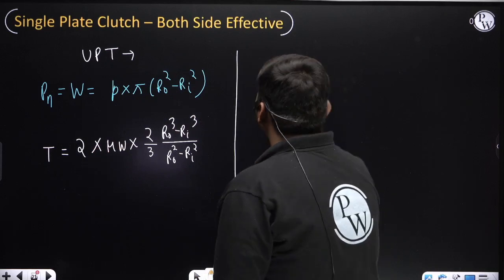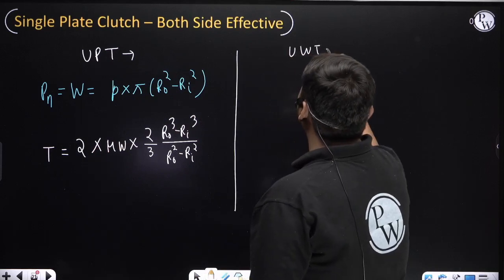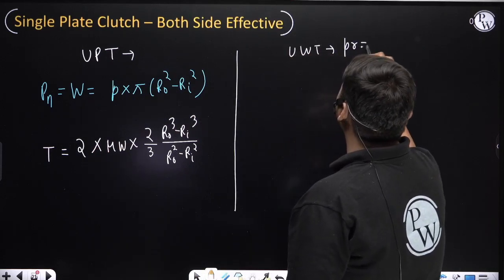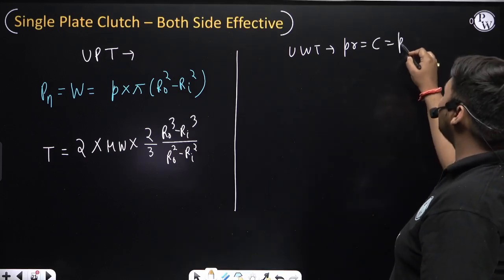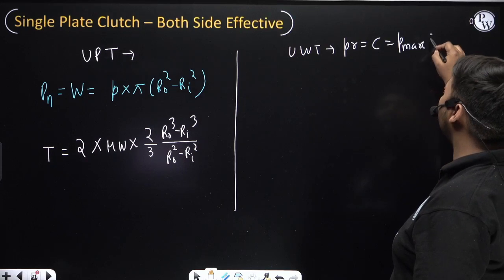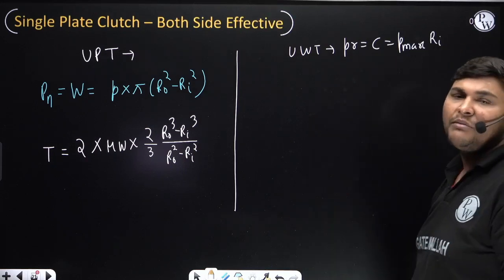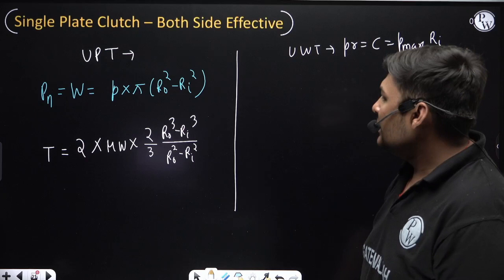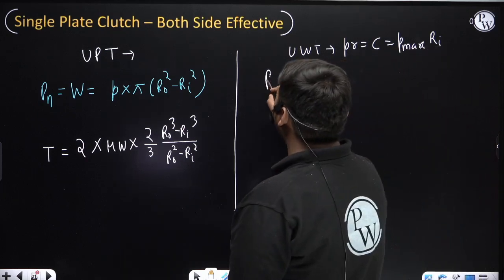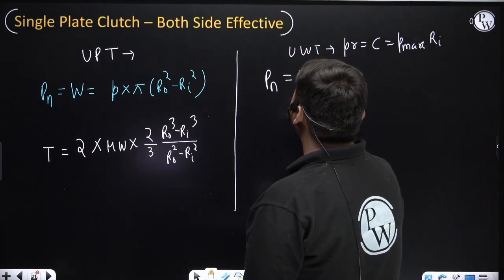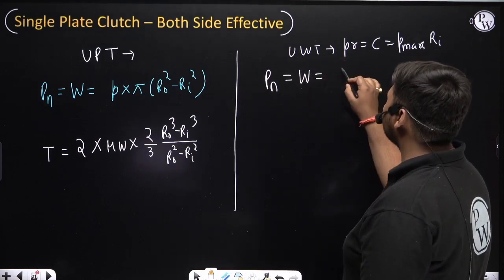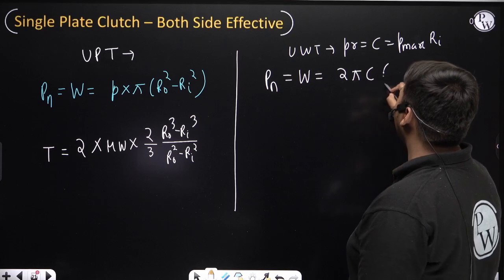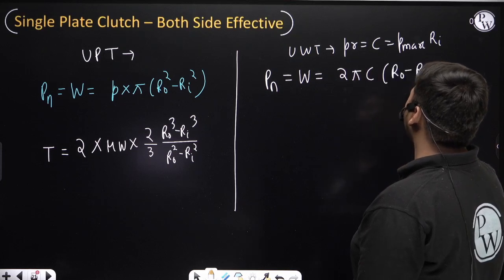Similarly, uniform wear theory means the product of P into R will remain constant, which I am denoting as C, and we can calculate C by using P max into Ri, because pressure will be maximum at inner radius. Now again, the expression of total pressure force in each friction lining, or spring force, or W, will remain the same, and by uniform wear theory, the expression was 2 pi capital C into (R naught minus Ri).